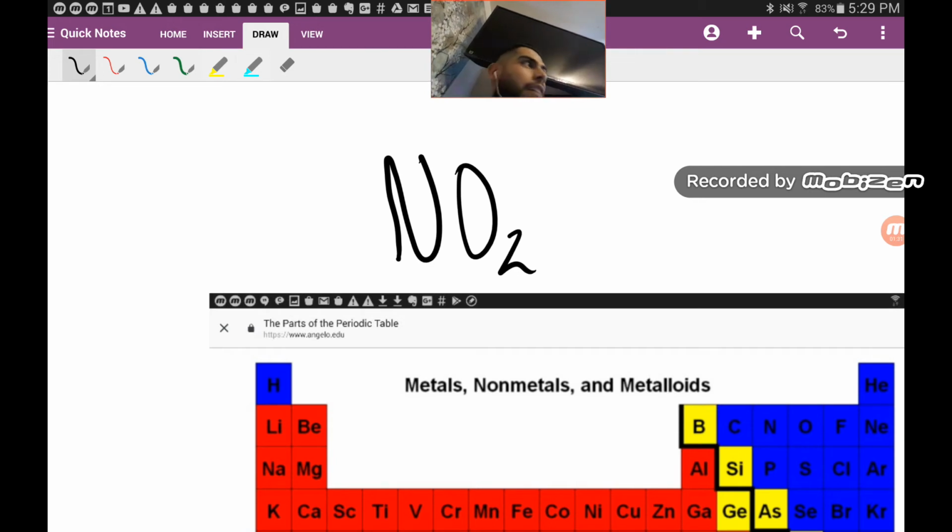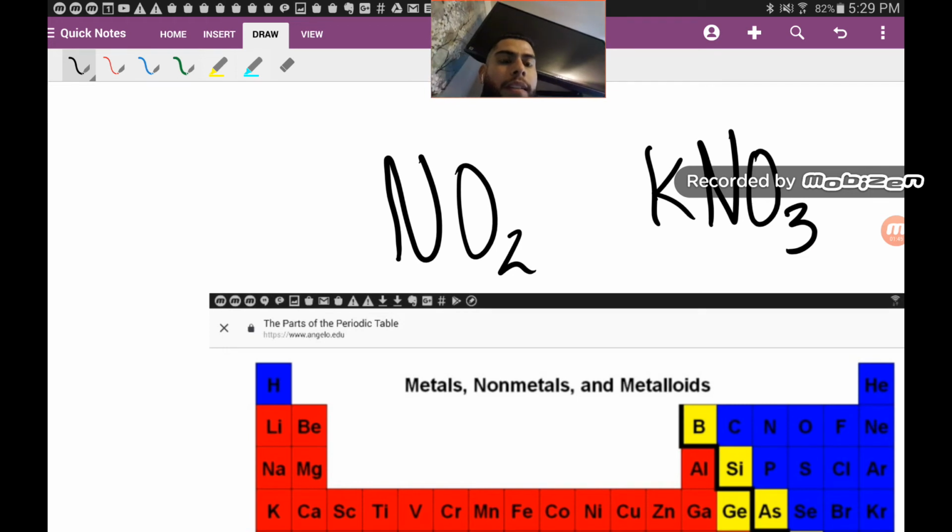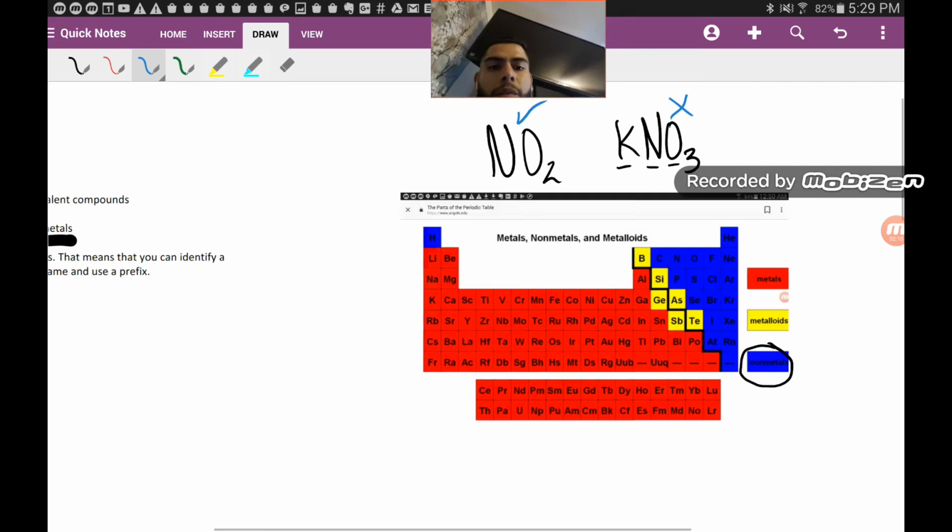Now, if you were to have something like KNO3, this will be a polyatomic compound. That will be a different topic because we have three elements. So that will not be covalent, and you will not use the rules of covalent to name this. This will be polyatomic. You use a chart to name that compound. Okay, so this is covalent. This is not covalent, right? Cool.